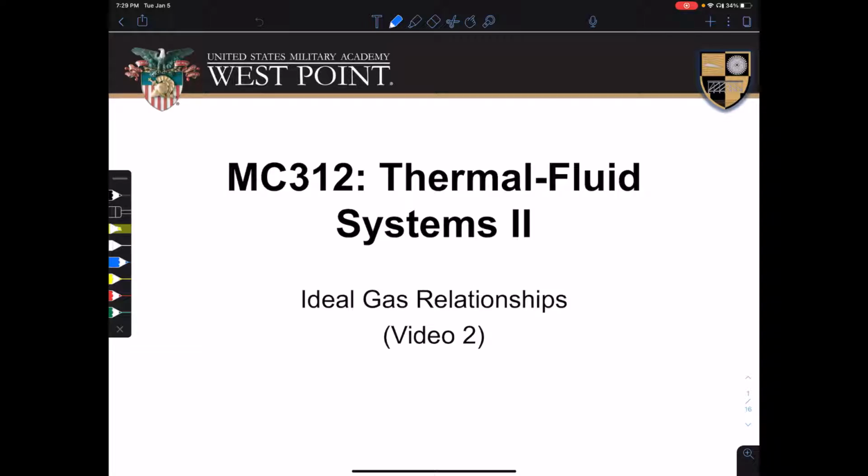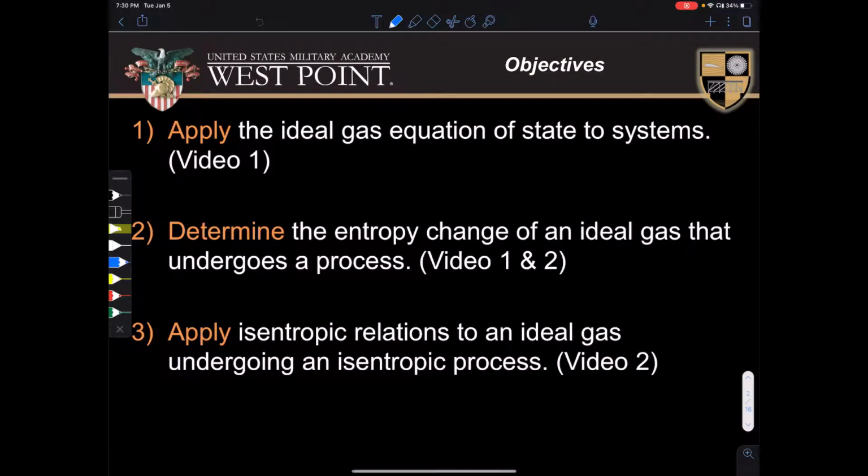Let's do a review of our objectives for our roadmap for success for today. So we've been applying our ideal gas equation of state, our objective 1, throughout this process. Now we're going to finish out lesson objective 2 and then close the video out with lesson objective 3.